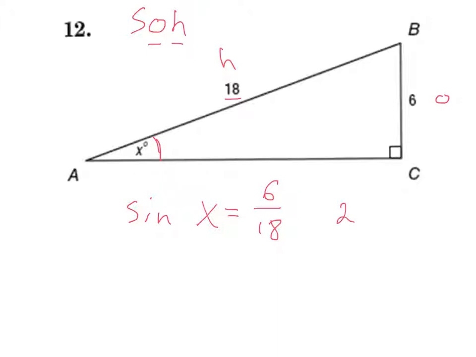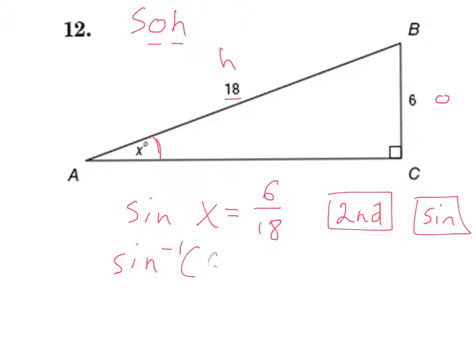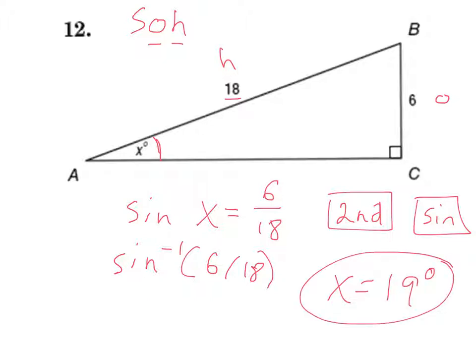Again, we're going to use the second sine feature, the inverse. In your calculator, it should look like this. You're going to put 6 divided by 18. And rounding to the nearest degree, we find that x is equal to 19 degrees.